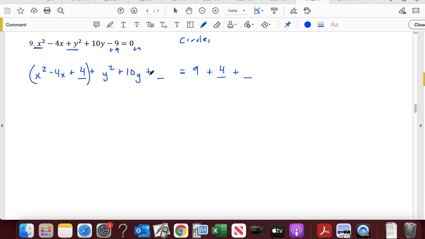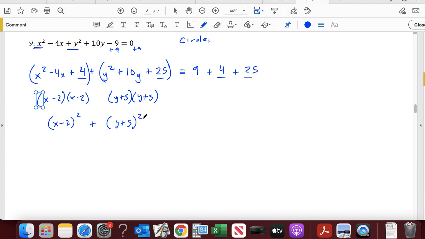And then I've got y squared plus 10y plus blank. So that's going to be 25. It's 5 and 5, add to 10, but they multiply to 25. So we add 25 there. So we end up with 2 nice, perfectly factorable trinomials. This one factors into x minus 2 times x minus 2, which of course I want to express as x minus 2 squared. This one factors into y plus 5 times y plus 5, which of course I'm going to express as y plus 5 squared. And over here on the right side, we've got 9 plus 4 plus 25, which is a nice even 38.